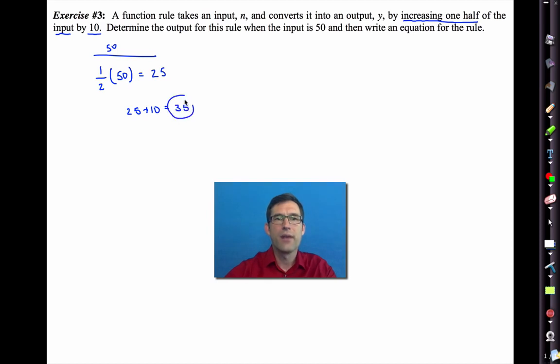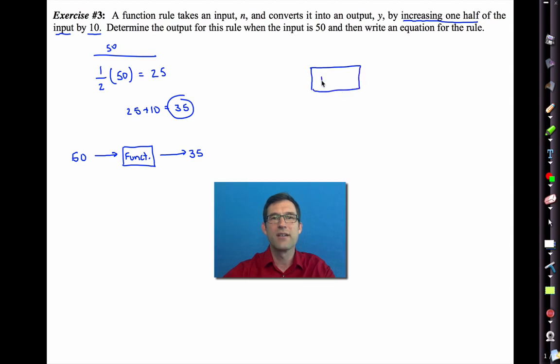So, in other words, if we think about our little function diagram, when 50 goes into our function, what comes out is 35. Now the question is, can we do the same thing with our function box? If we put n in, what comes out?